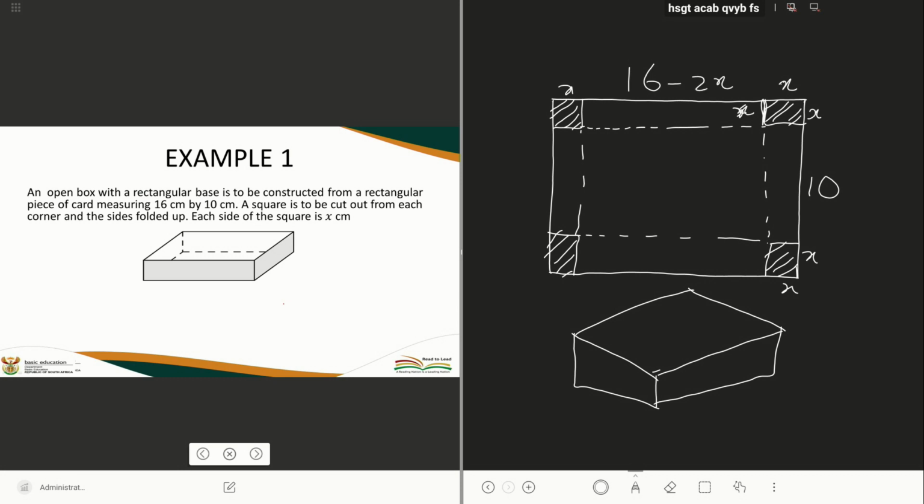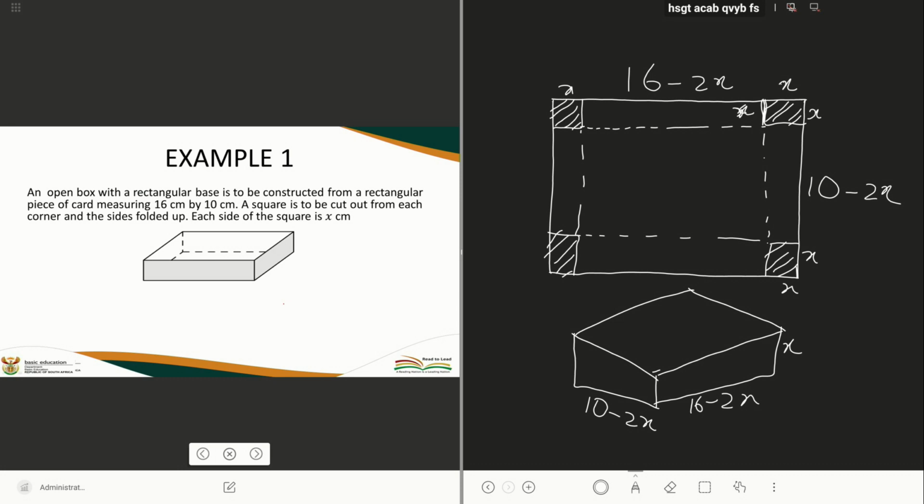And then for our breadth, we cut out x there and x there, so we must subtract 2x on the breadth. So now the box we are dealing with will have a height, which is x, a length, which is 16 minus 2x, and a breadth that is 10 minus 2x. Now, that right there is a very important part of the question we are going to be doing: being able to come up with a model of this question.